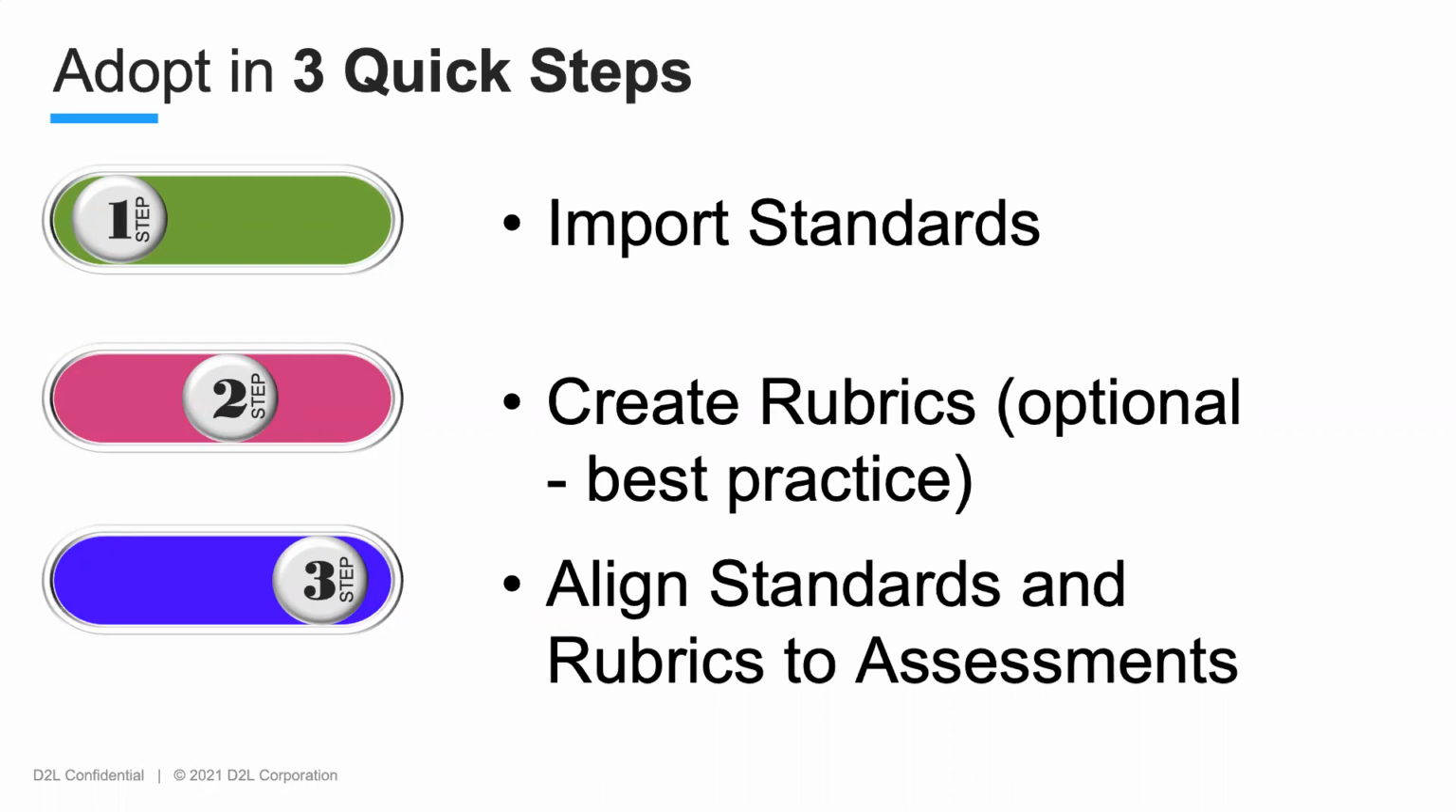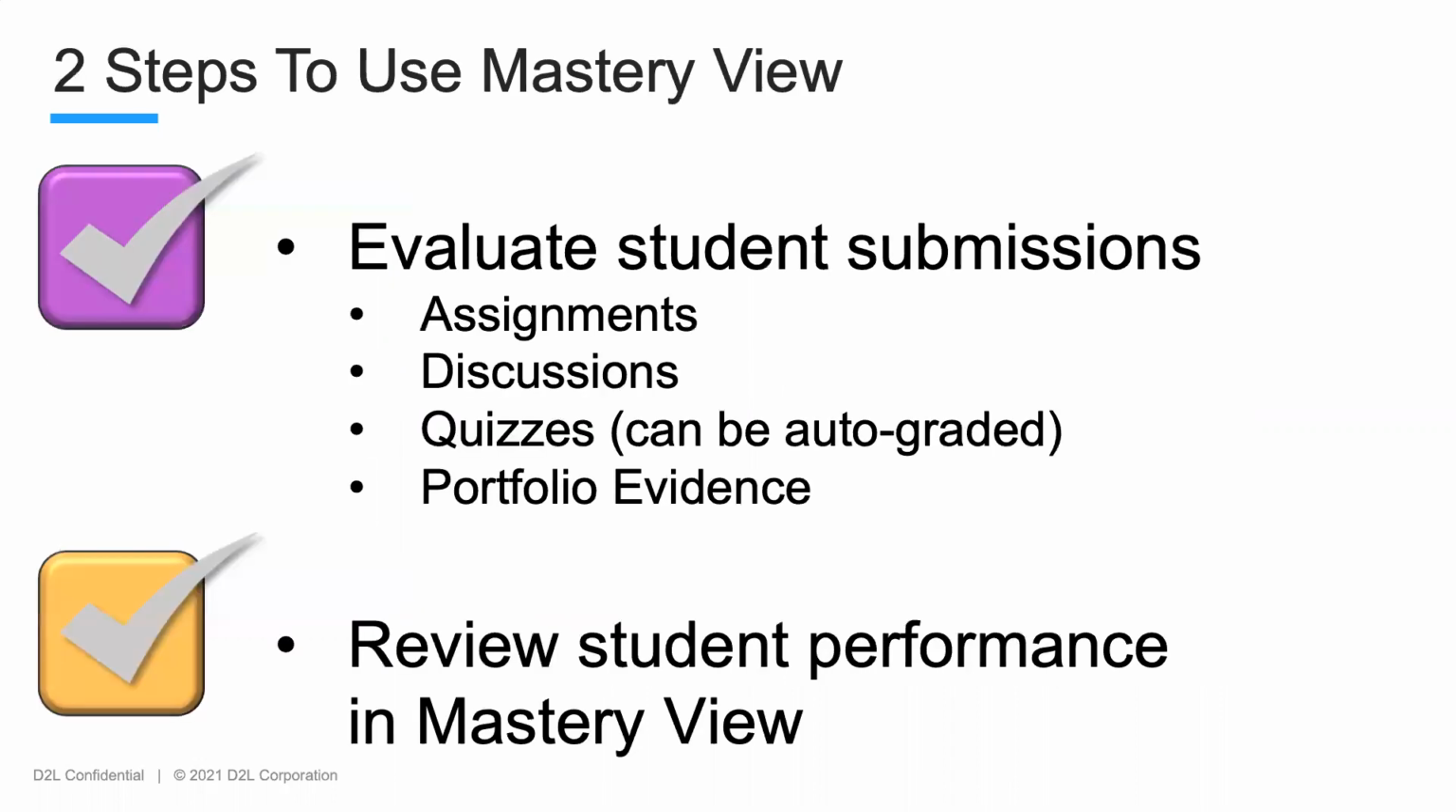There are a couple of things that follow after you've done that work, which are the normal course of work for teachers. So you evaluate the student submission, you do that already. You'd evaluate the assignment, evaluate the discussion, quizzes that could be auto-graded or might require a teacher review, and then portfolio evidence. And then finally, review those results in Mastery View. So that's really pretty simple.